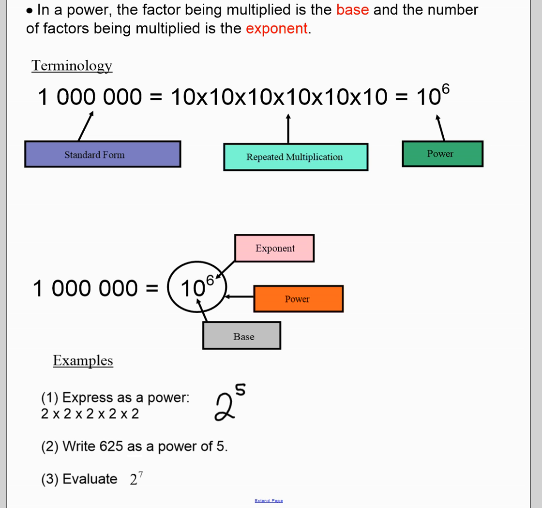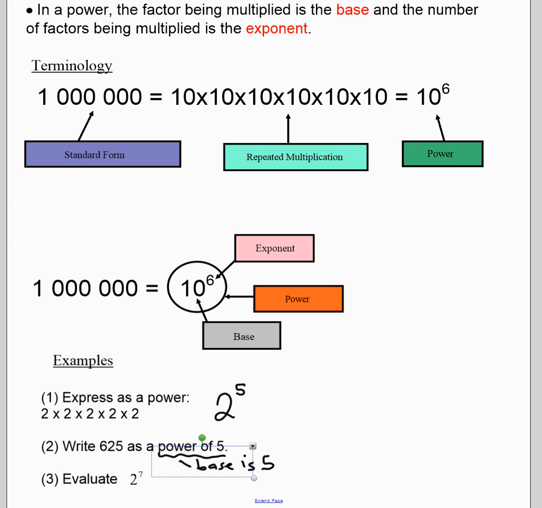Now this next one is a little bit different. It's asking you to write a number as a power of something. So when it says power of something, that's basically telling you the base is 5. When it says power of, it's telling you that the base is 5.